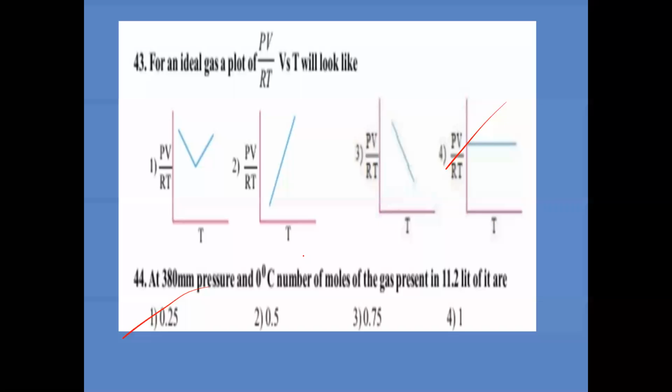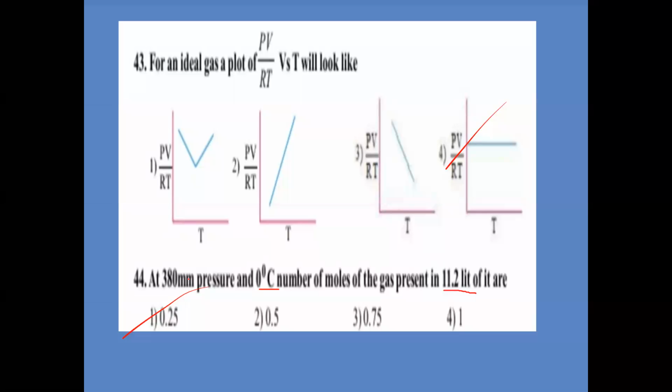option 4. Next, at 380 mm pressure and 0 degrees Celsius. Whenever temperature is mentioned in centigrade, we have to convert into Kelvin. So 0 plus 273, so 273 Kelvin temperature here and 380 millimeter pressure here. Is it clear? So the number of moles of the gas present in 11.2 liters. Volume is given here, temperature T is 273 Kelvin, and 380 mm pressure is given to you.